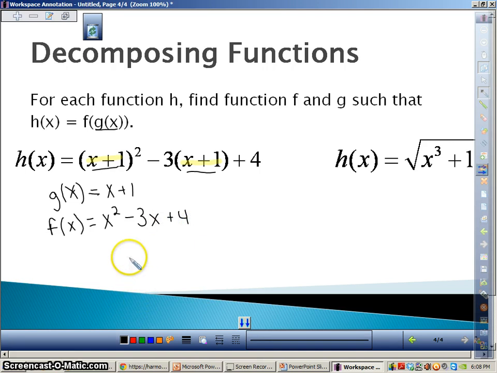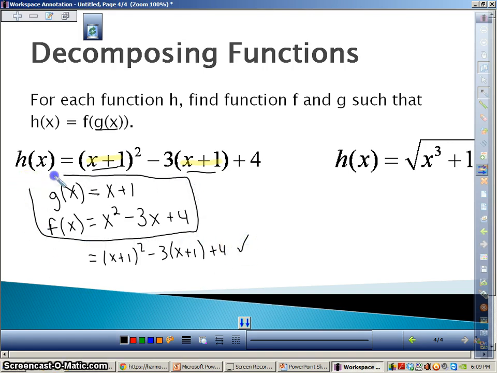I can check that by taking my f function and plugging my g in. And if I do that, I end up back where I started. So I know that I have done it correctly. My g of x is x plus 1. My f of x is x squared minus 3x plus 4.